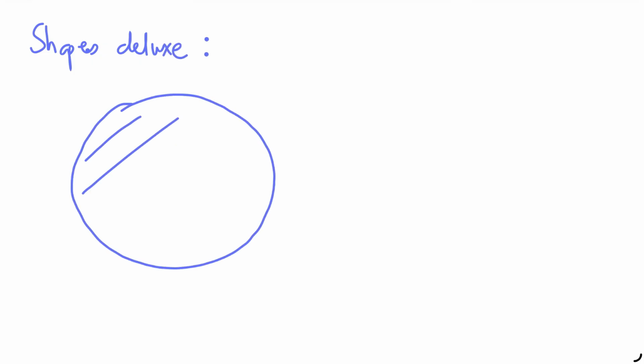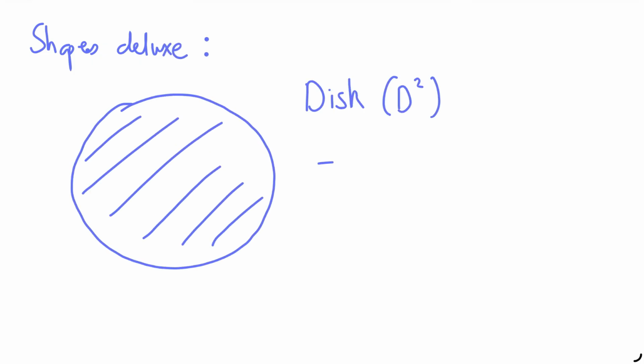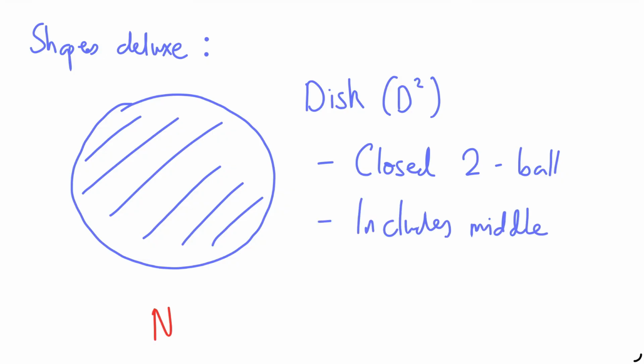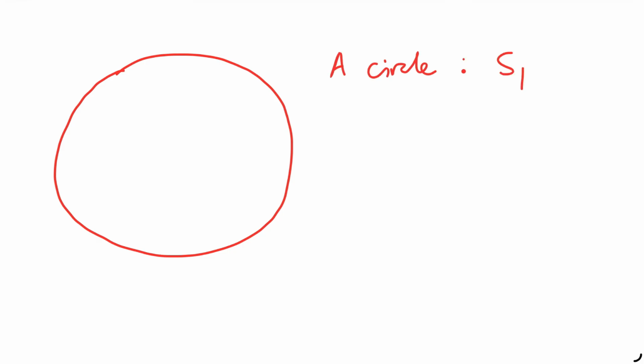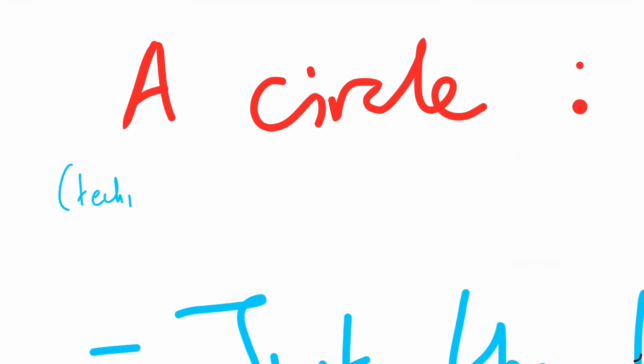Firstly, we need to kind of formalize shapes. So this right here is a disk, a closed two-ball. And as indicated by the shading, it includes the entirety of this region. Now you're probably used to calling this a circle, but it's not. This right here is a circle. Notice how it's just the boundary. And technically I lied, this is called the one sphere.